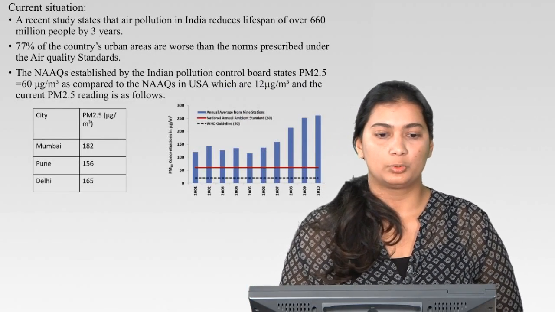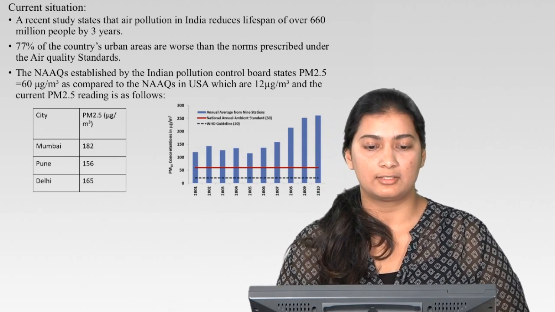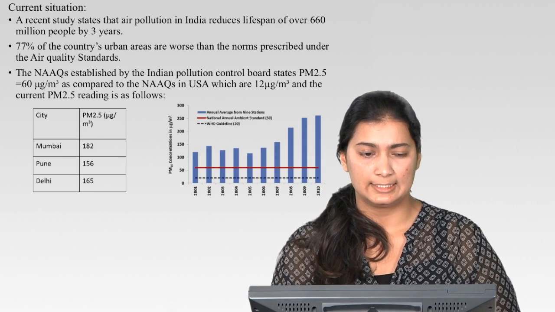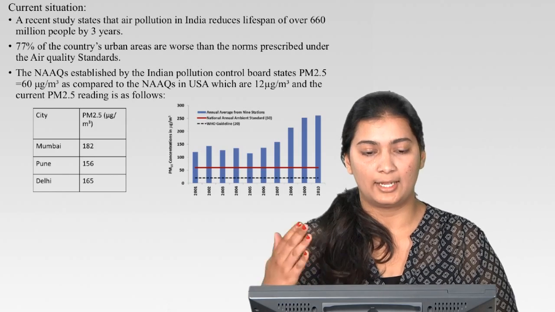So the current situation in India is that a recent study states that the air pollution in India reduces the lifespan of around 660 million people by 3 years.